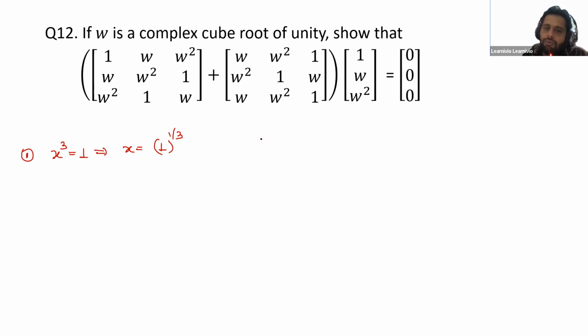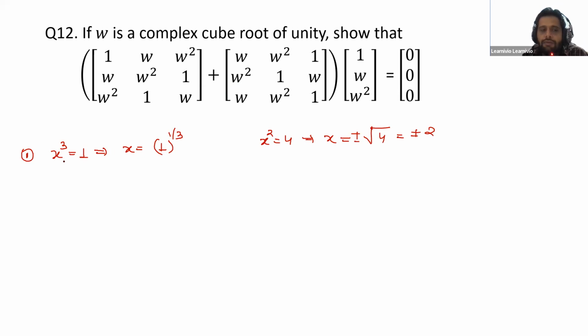Suppose we have x square is equal to 4. Then we need to find the value of x. So value of x should be under root of 4, under root plus minus 4. So this will give us plus minus 2. Okay. So now we are discussing the cube root of unity. What is a cube root of unity? So we need to find the value of x, x cube is equal to 1.